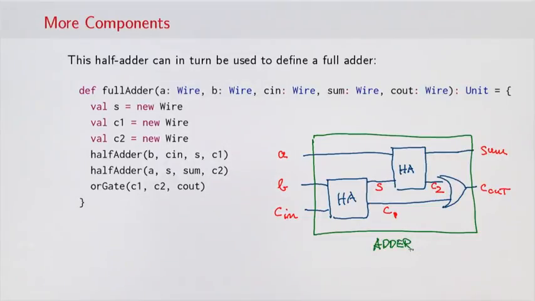Now to put that in text, you see the function here. Full adder takes the 3 inputs and the 2 outputs. There are 3 internal wires, S, C1, and C2. And there's a half adder between B, Cin, S, and C1. There's a half adder between A, the sum of the first one, S, sum, and C2, and an OR gate between C1, C2, and Cout. And now we have a full 1-bit adder, which in turn, of course, we could use to produce an 8-bit adder, 16-bit adder, or any other circuit you like.